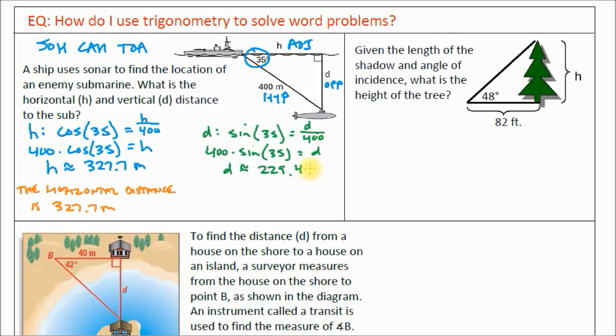229.4 meters. Let's go ahead and write this as a sentence. The vertical. We could have also said the depth, but because the question says vertical distance, we'll just go ahead and use the same word that they used in the question. The vertical distance is 229.4 meters. There's our first example.